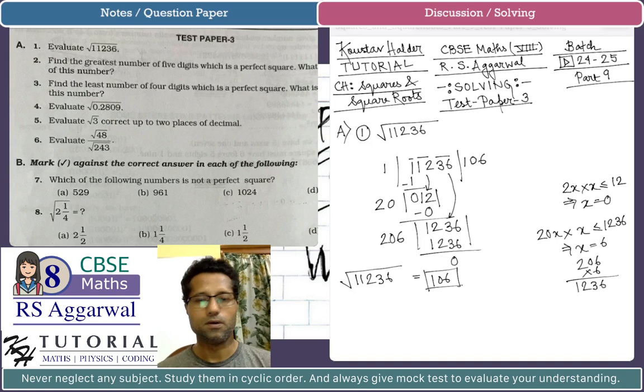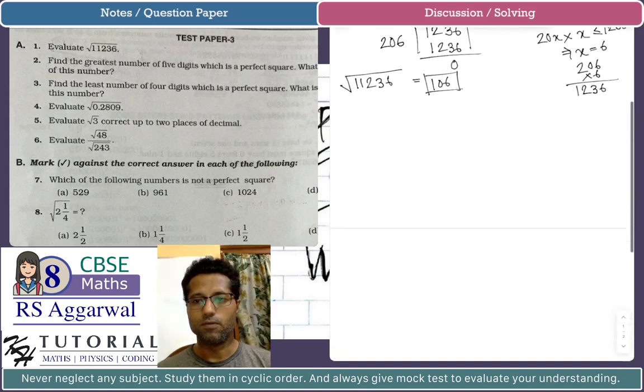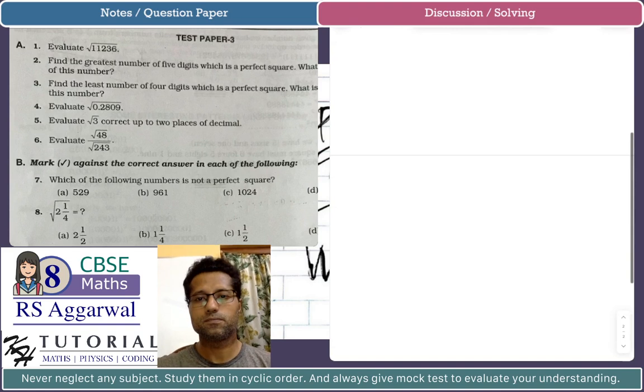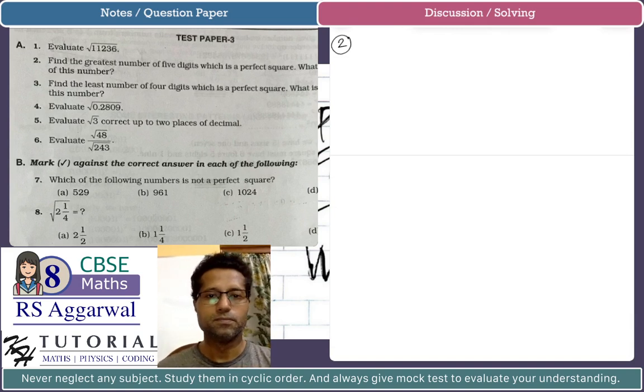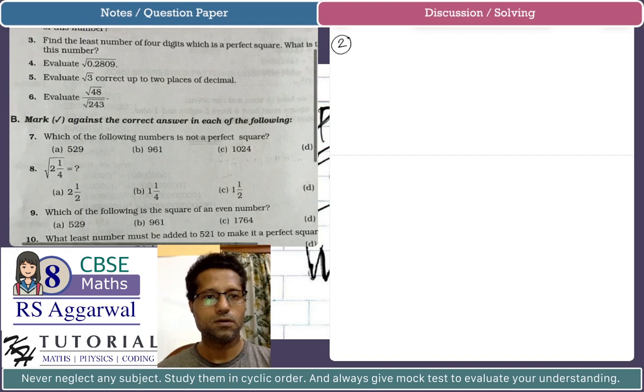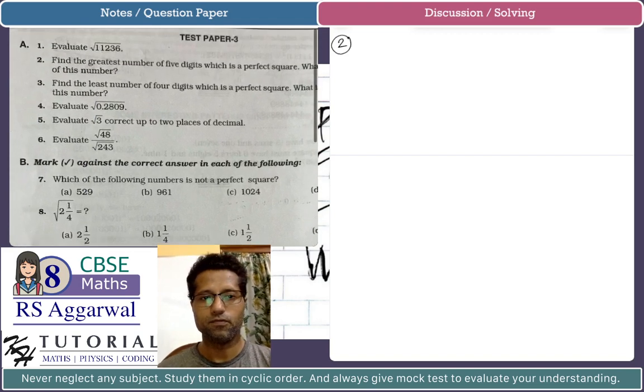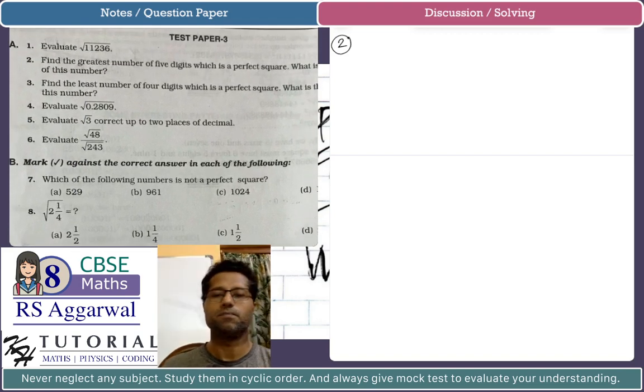Okay, let's do problem number 2. Find the greatest number of 5 digits which is a perfect square. What is the square root of this number? We have to find the greatest number of 5 digits which is a perfect square.